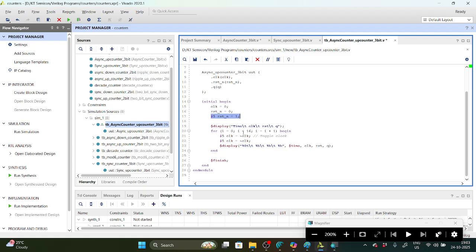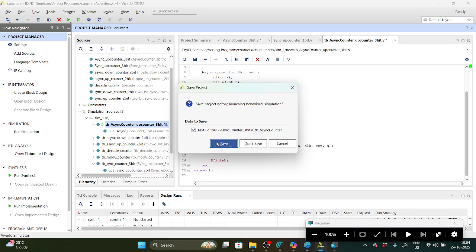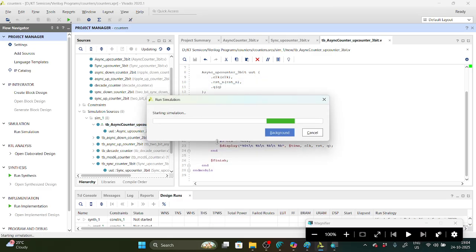For i equal to 0, I'm using a for loop. Why? Because 16 possible combinations I need to check. And after 5 minutes I'm toggling the clock, displaying these values, and finishing the simulation. Just I want to see this. So run simulation, run behavioral simulation, and save this.